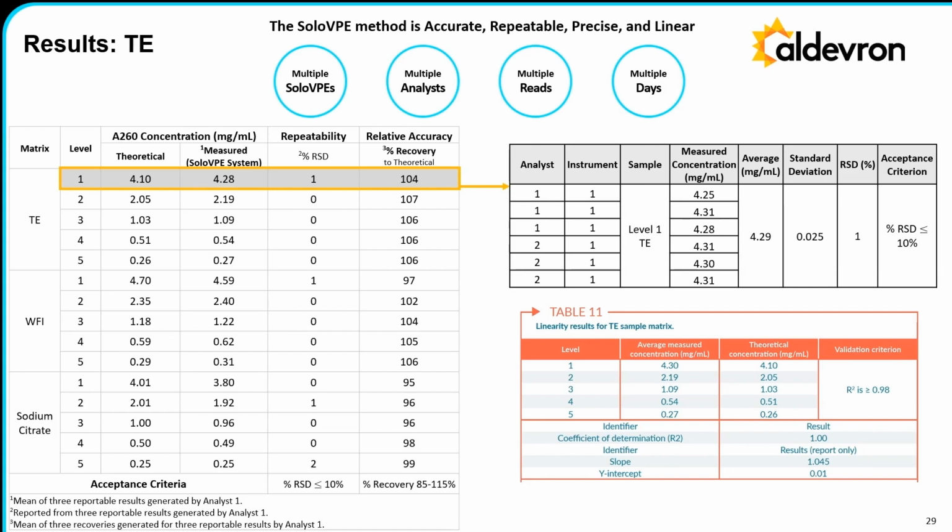And then table 11 shows the linearity results. And so again, as Joe alluded to, the method is very linear, and we've demonstrated that here as part of the validation.